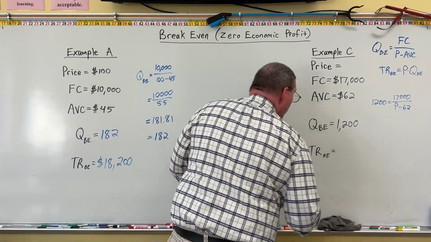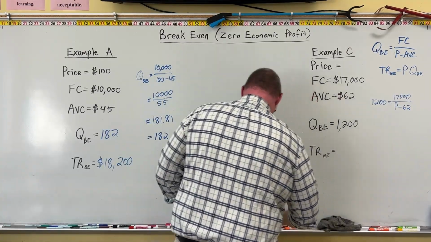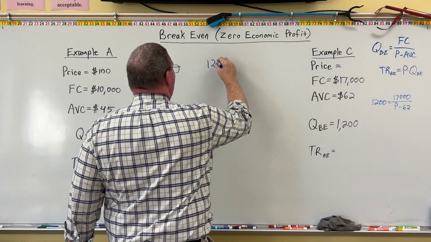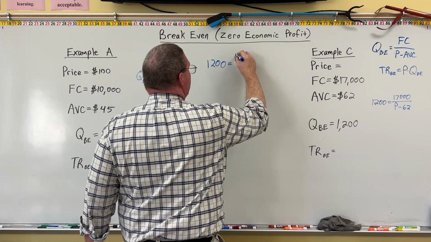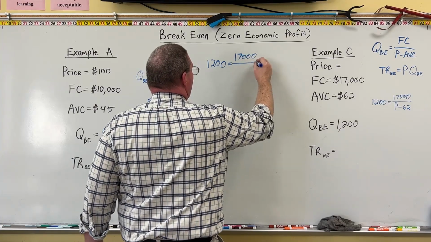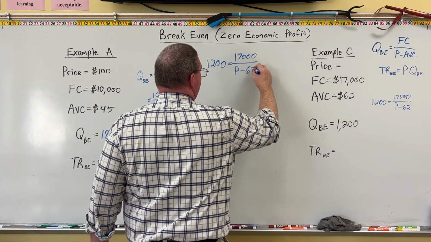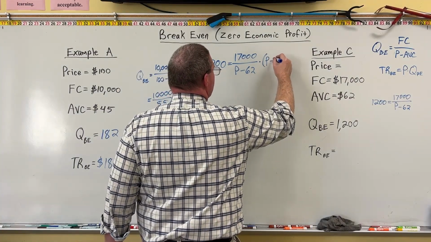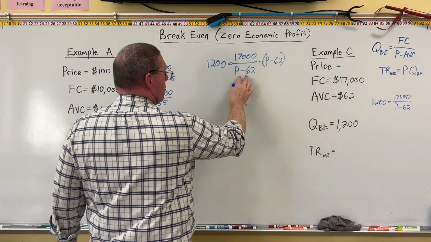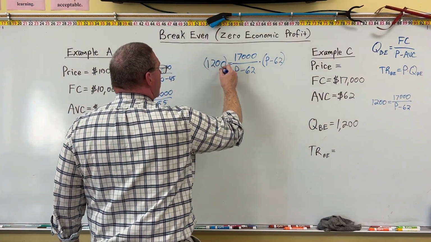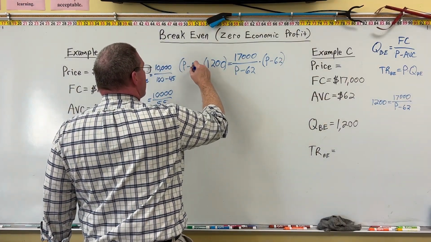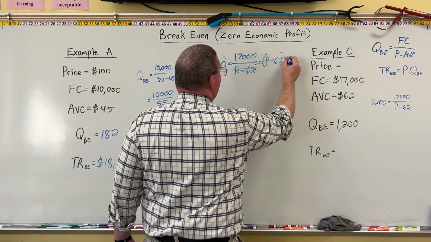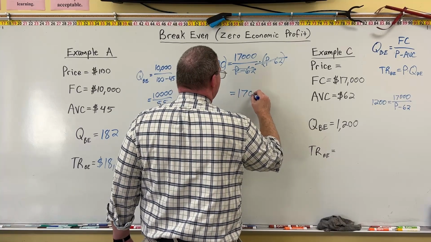All right. So what we're going to do is make it a little larger here. So we've got 1,200 is equal to 17,000 over price minus 62. So what we're going to have to do here is multiply by, in parentheses, price minus 62. That's going to cancel the denominator, okay? We're going to do the same thing over on this side. Price minus 62, okay? Now over here it's easy, it just cancels the denominator, okay? So all we have here is 17,000.